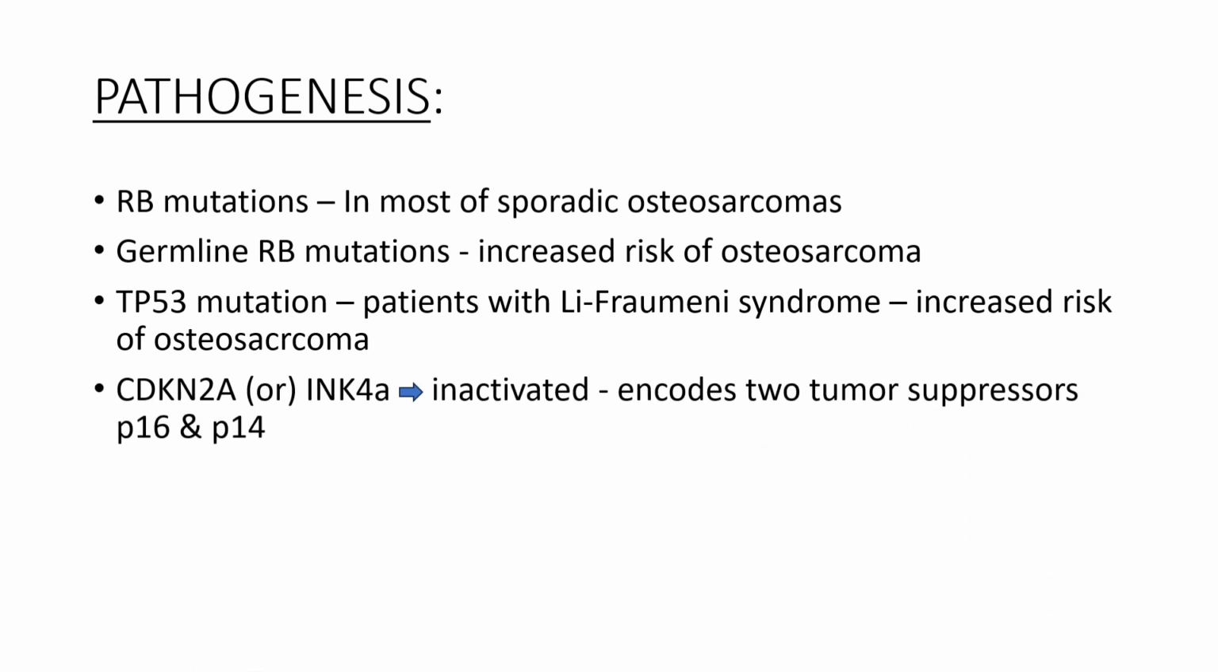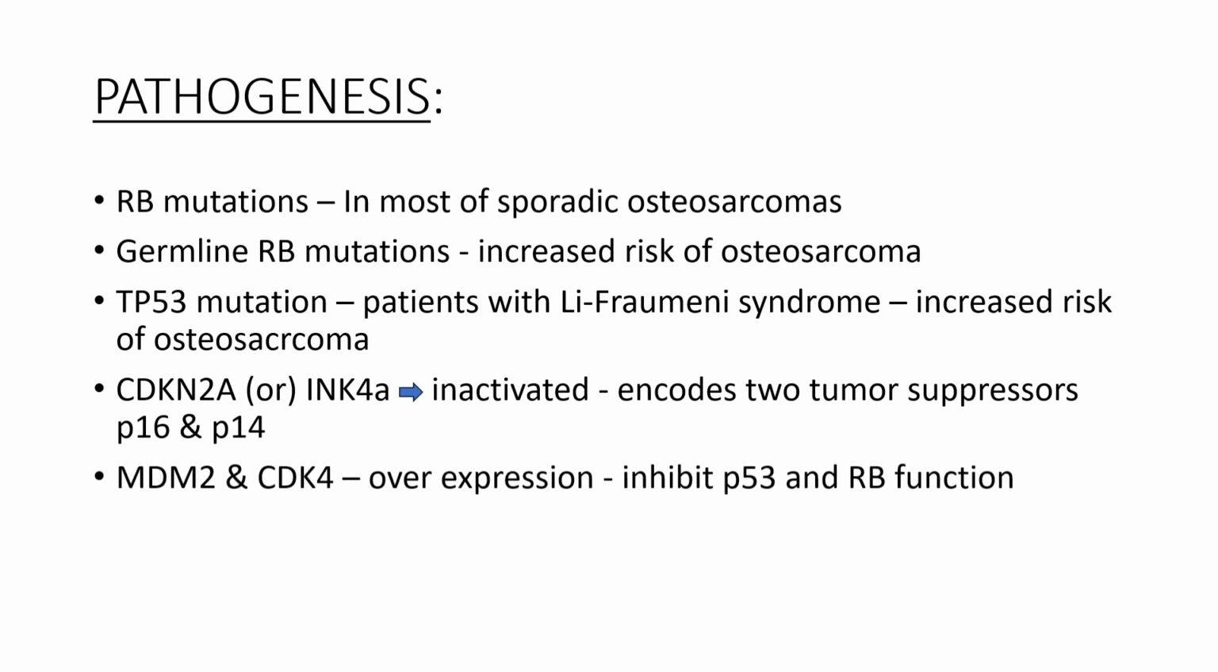Then coming to the inactivation of the CDKN2A or INK4A gene, which encodes two tumor suppressor genes. These are P16 and P14. Now coming to the overexpression of MDM2 and CDK4 genes, which inhibits the P53 and RB gene function. These are the guardians of the human genome that restrict the tumor growth in the human body.